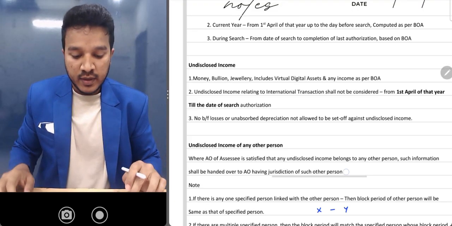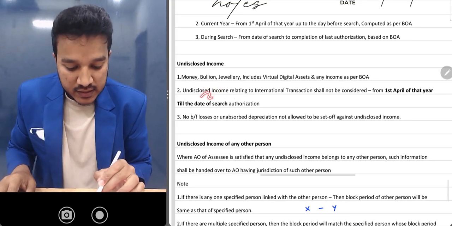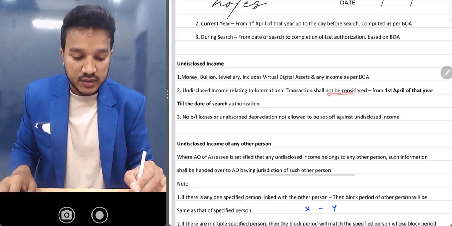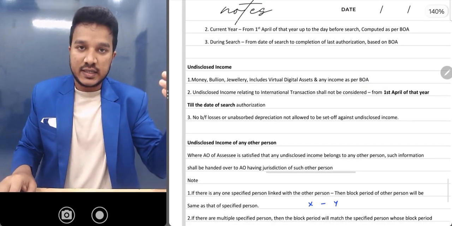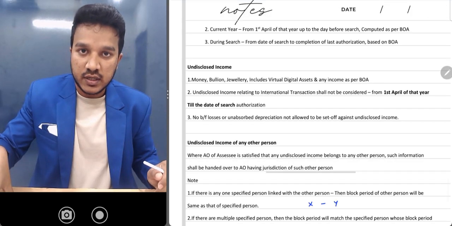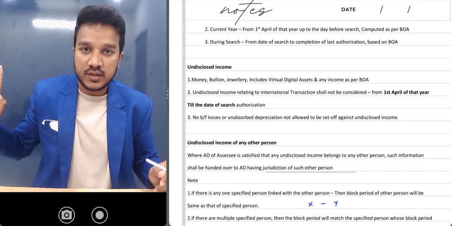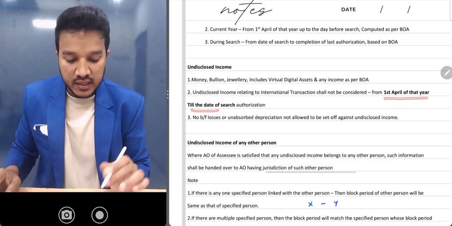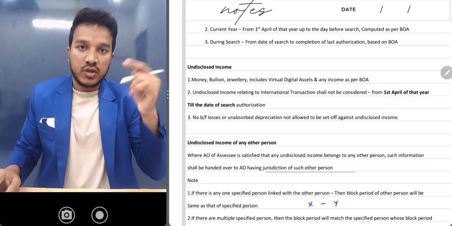Now, undisclosed income relating to international transactions shall not be considered. This is an important point. If there is any undisclosed income related to international transactions, that will be assessed as per transfer pricing provisions. Okay, only for the current year from 1st April of that year till the date of search, that will not be considered as undisclosed income.